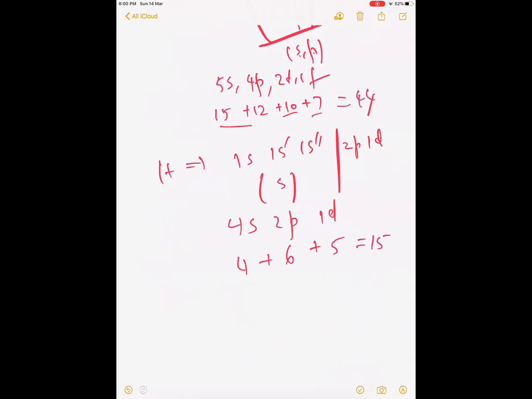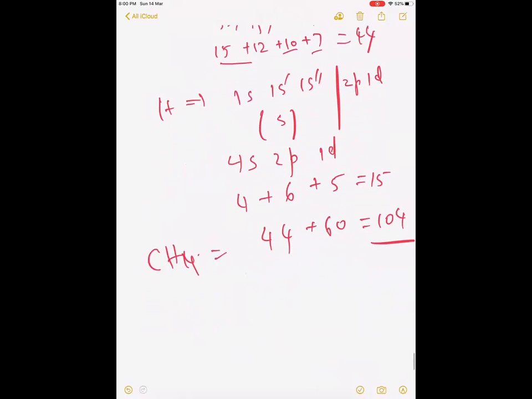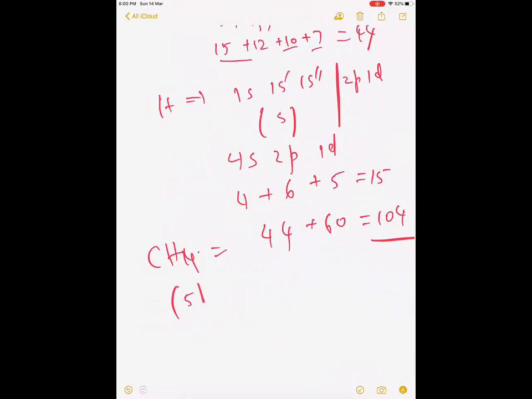So if I do the methane calculation, how many will be total molecular orbitals? How many will be total atomic orbitals? 44 plus 15 into 4, 60, 104. You can see how quickly it is running up. Of course, for 5 occupied orbitals, the rest of the 99 will be unoccupied orbitals.